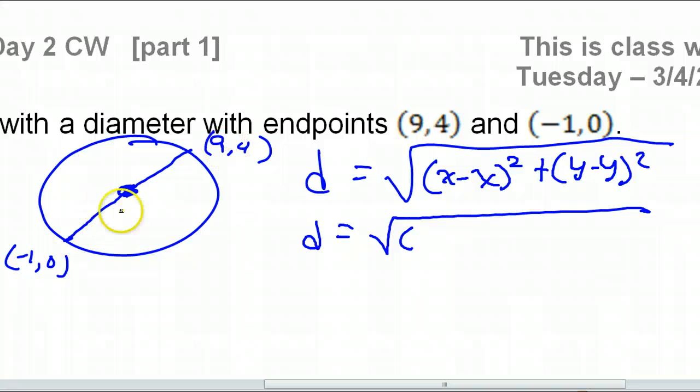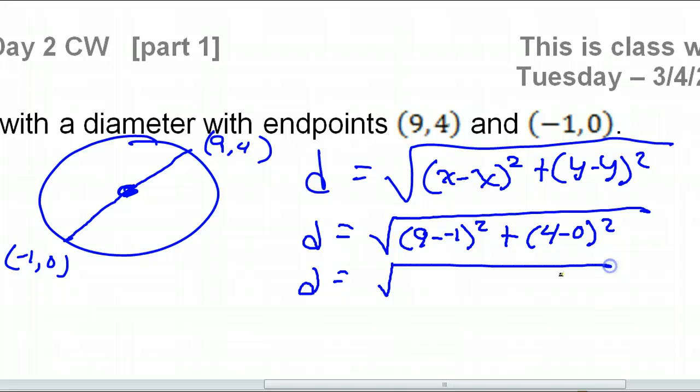All right, so I'm going to do 9 minus negative 1, and then y minus y, so that'll be 4 minus 0. Okay? Now you can jump in and use a calculator anytime you want, but you can do it pretty quickly without a calculator, especially if you know that minus a negative is addition. So this is really like having 9 plus 1 in here. Okay, so 9 plus 1, that's 10. 10 squared is 100, so I have 100. 4 minus 0 is just 4. 4 squared is 16. Okay, so I've got 116 in there.